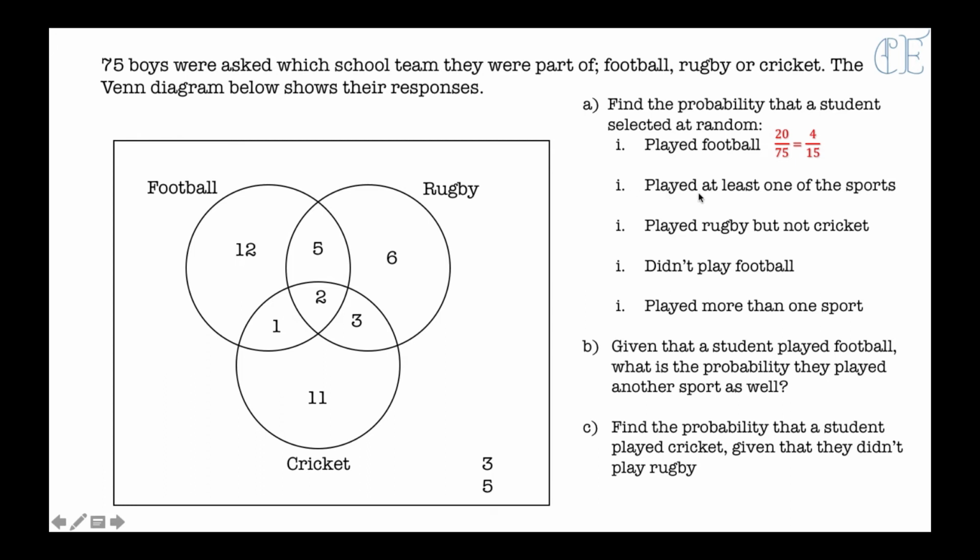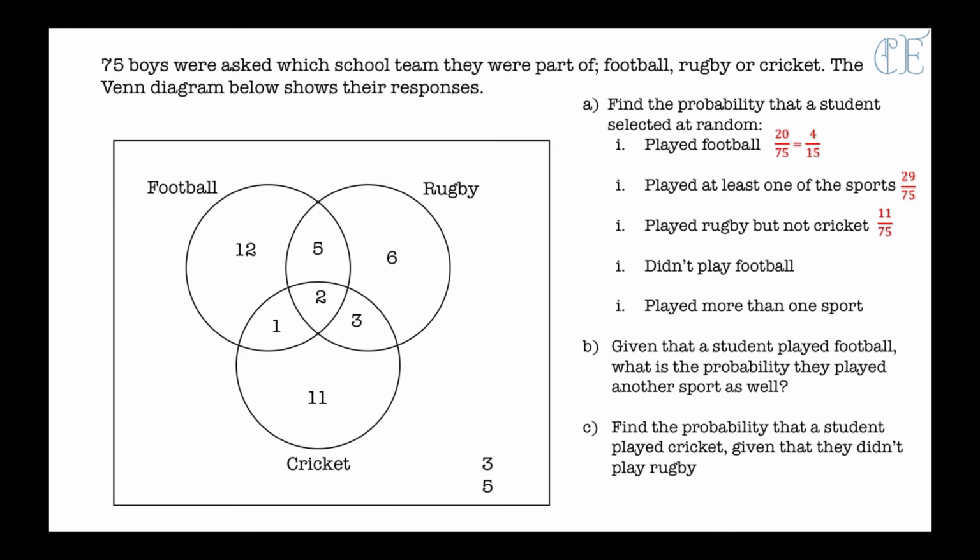What is the probability that a student chosen at random played at least one of the sports? Well, if they played at least one, it would just be these 3 numbers on the outside. Those all added together give us 29 out of 75. The probability that they played rugby but not cricket: if they played rugby, they can play it here, but they also might have played football. They just can't play cricket. So that is these 2 here. So 5 add 6 is 11 out of 75.